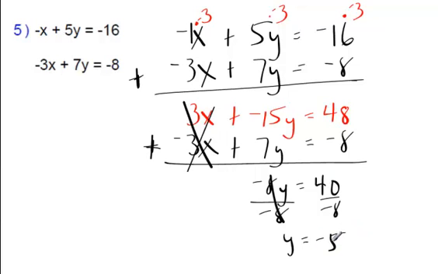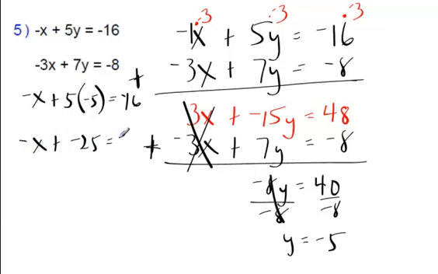So now let's take that negative 5 and substitute it back up here. So let's do this one. Negative x plus 5 times negative 5 equals negative 16. Negative x plus negative 25 equals negative 16. Okay, got to get rid of the negative 25, so do a positive 25.